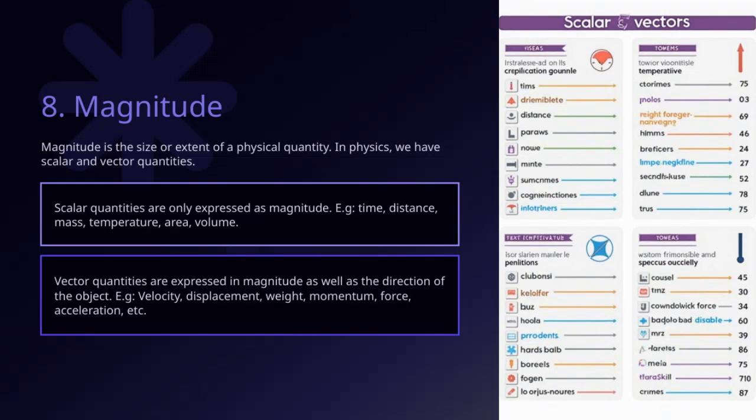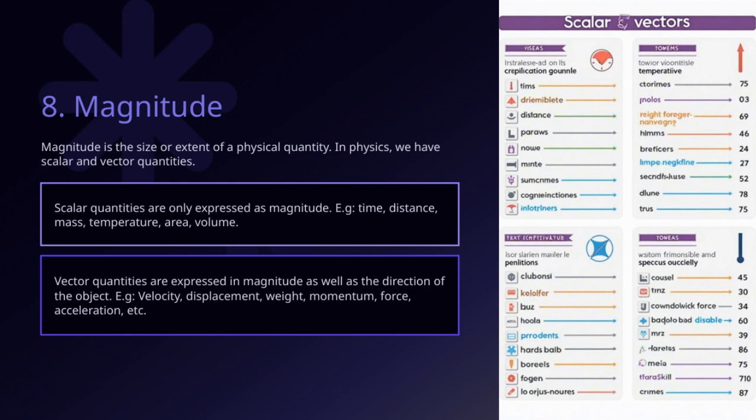Let's talk about magnitude, which is a fundamental concept in physics. Magnitude refers to the size or extent of a physical quantity. Think of it as how big or how much of something there is without considering the direction.